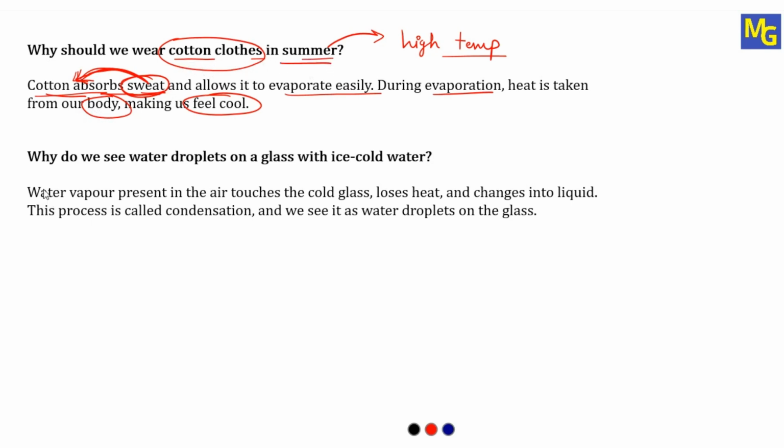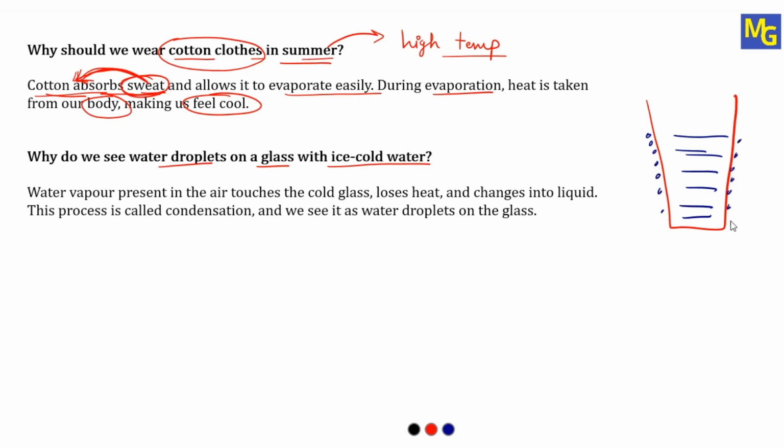Second question: why do we see water droplets on a glass with ice cold water? Whenever you take ice cold water in a glass, water with ice or cold water, you can immediately see water droplets form on the outside surface of the glass. The reason for this is that water vapor present in the air touches the cold glass. As I have already told, water vapors are present all over the atmosphere. That is called humidity.